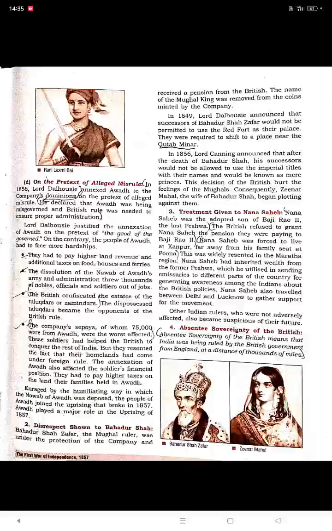Next, let's see the fourth way: outright war on the pretext of alleged misrule. In 1856, Lord Dalhousie annexed Awadh to the Company's dominions on the pretext of alleged misrule.